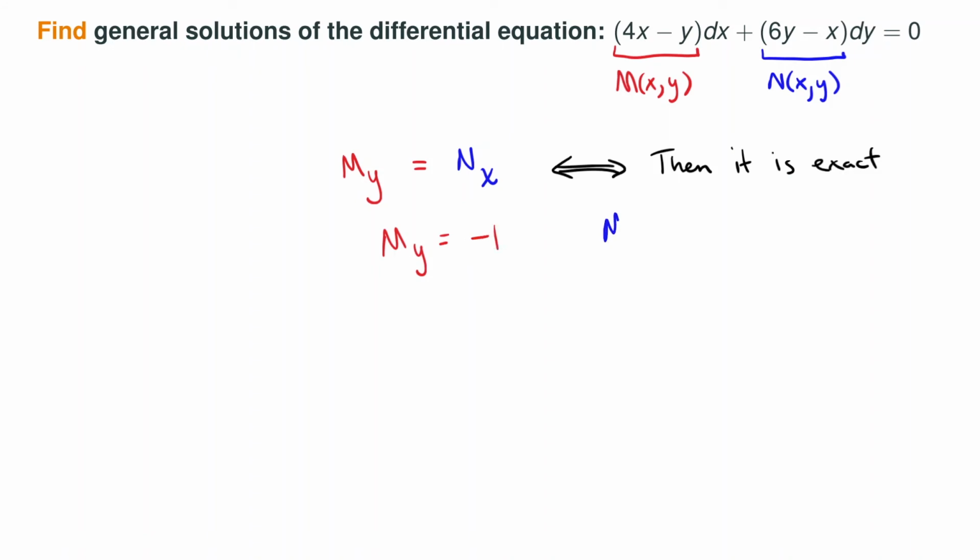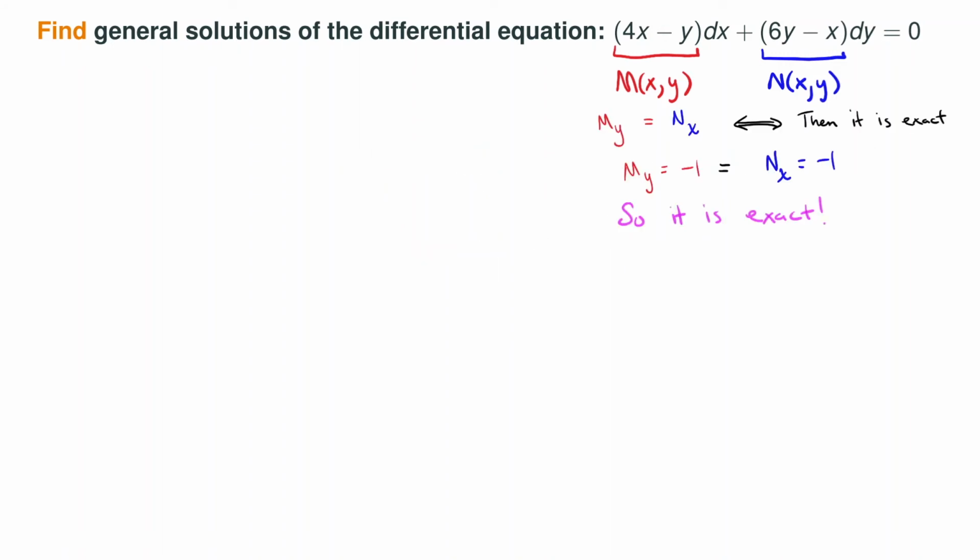Our partial of N with respect to x: the first term, 6y, doesn't involve an x, so its derivative is 0, minus the derivative of x with respect to x, which is negative 1. These are the same, so we know we're dealing with an exact equation. Now, if we're dealing with an exact equation, then our solution to the differential equation, F, which is a function of x comma y, has the following properties.